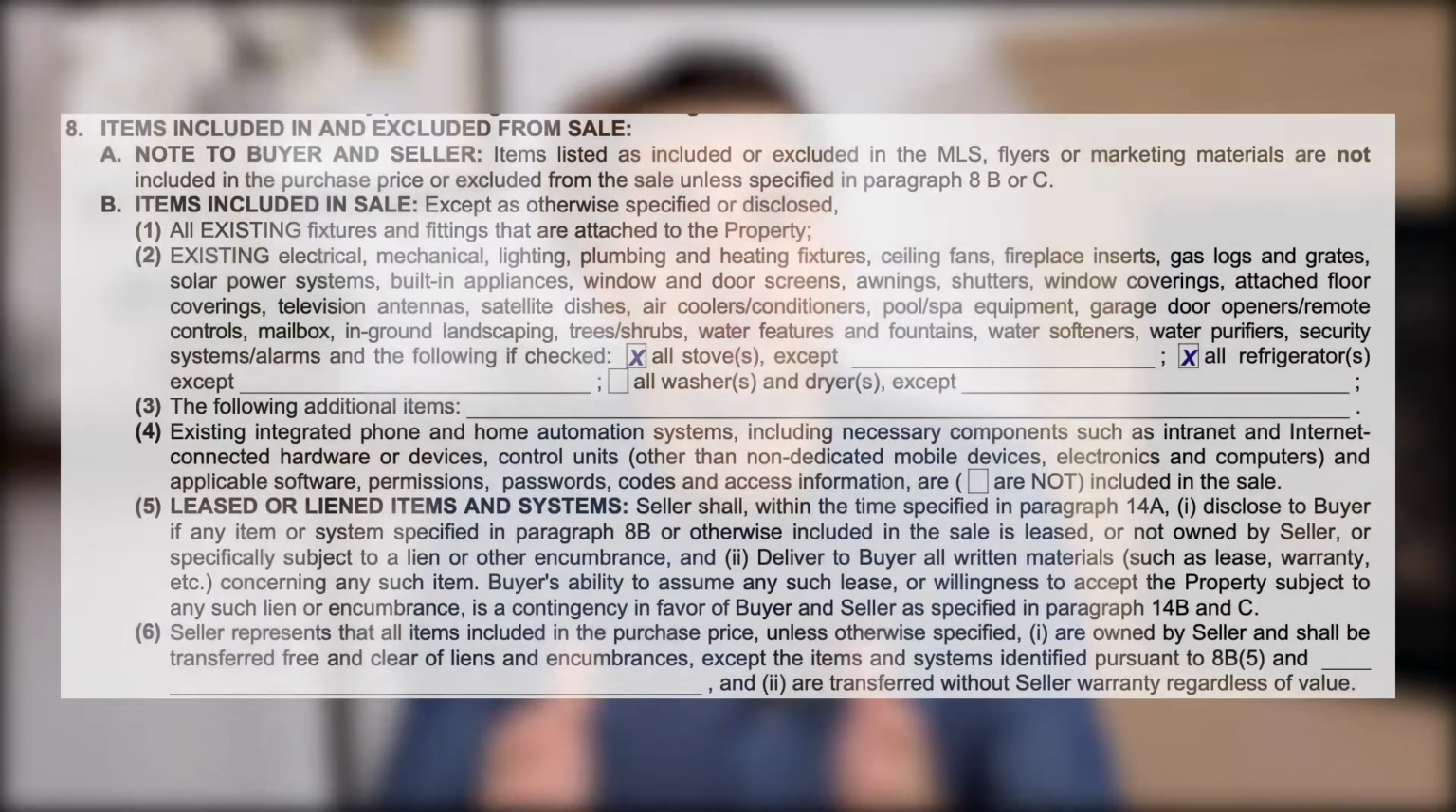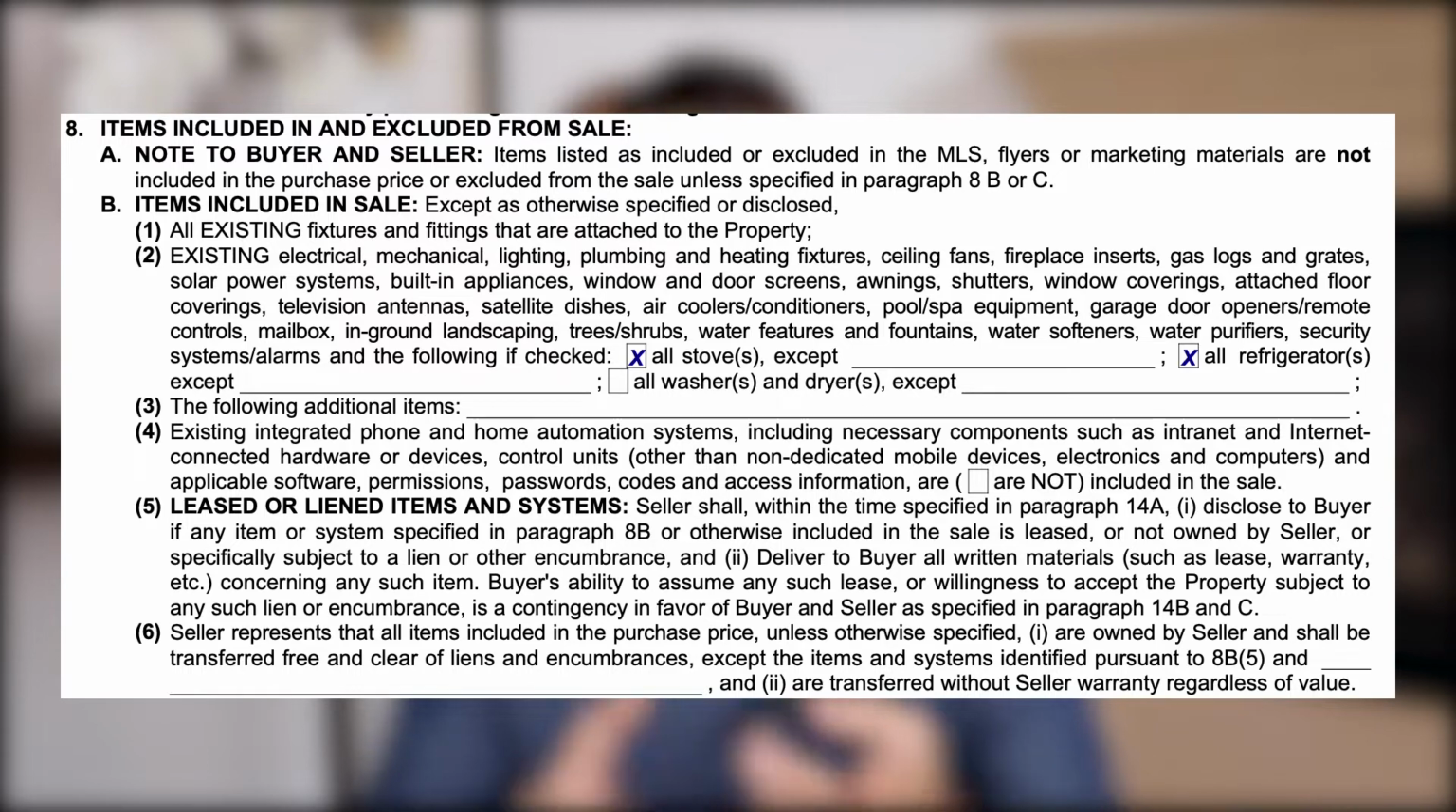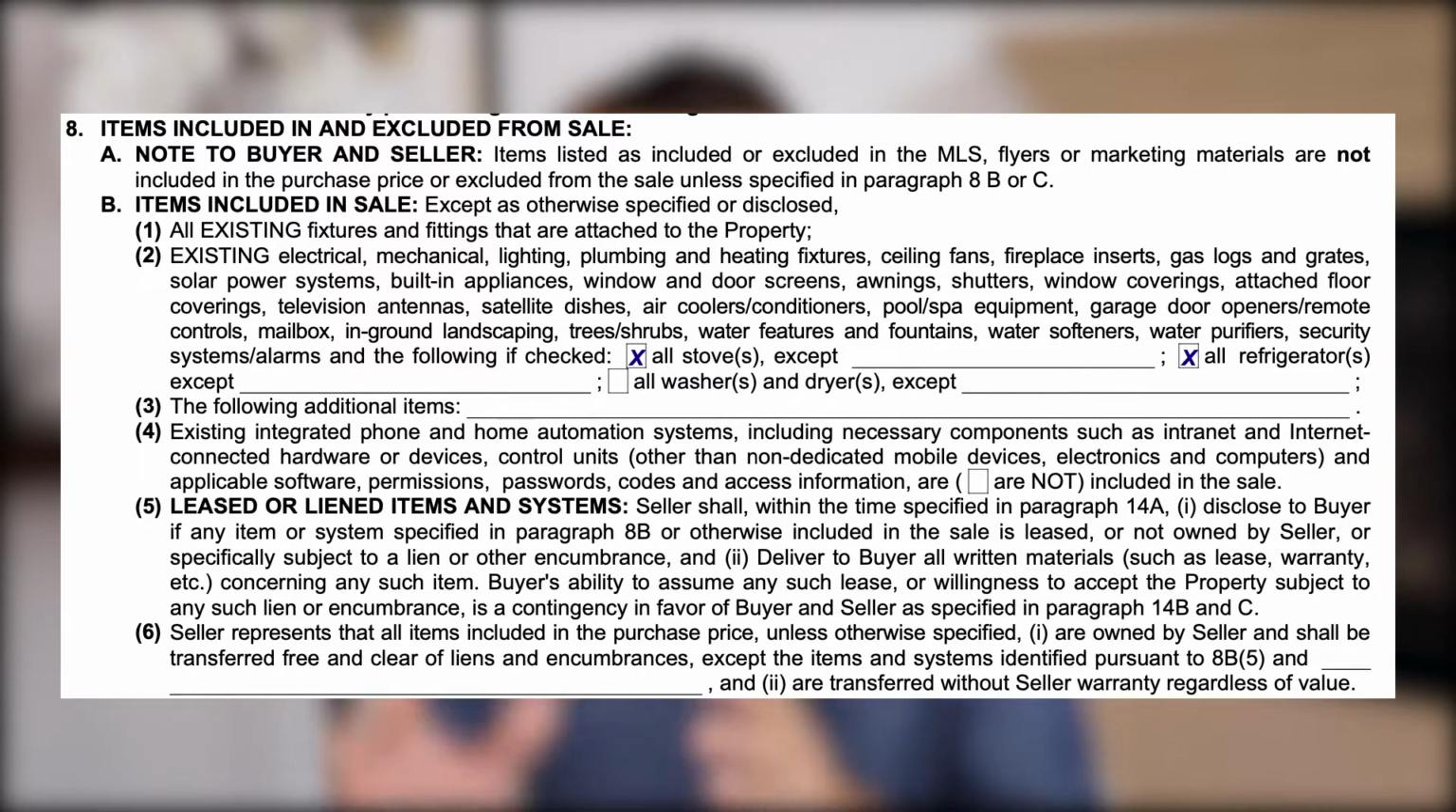The last section we're going over on page 3 is section 8, which determines which fixtures and appliances stay with the home at the close of escrow. And this is a negotiation between buyer and seller, which washer dryers, fridges, and stoves may stay or leave with the current seller.